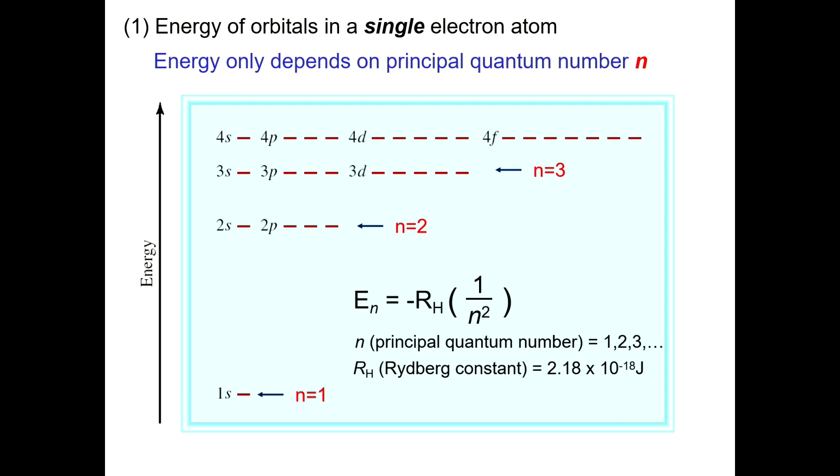So using this equation, we can determine the energy of the electrons. If the atom only has one electron, which element has only one electron? Hydrogen. Yes, for example hydrogen, all the orbitals' energies are decided by this equation.